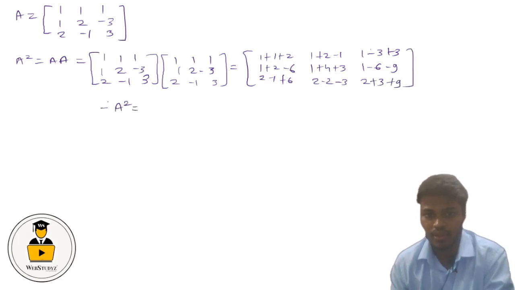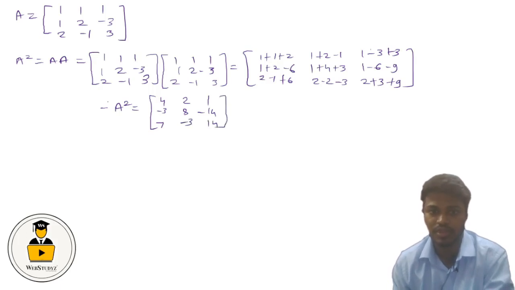So our A square will be equal to: 1 plus 1 is 2, 2 plus 2 is 4; then 1 plus 2 is 3, 3 minus 1 is 2; then 1 minus 3 plus 3 is 1. Then 1 plus 2 is 3, 3 minus 6 is minus 3; 4 plus 3 is 7, 7 plus 1 is 8; 1 minus 6 is minus 5, minus 5 minus 9 is minus 14. Then 2 minus 1 is 1, 1 plus 6 is 7; 2 minus 2 is 0, 0 minus 3 is minus 3; and 2 plus 3 is 5, 5 plus 9 is 14. So this is our A square.